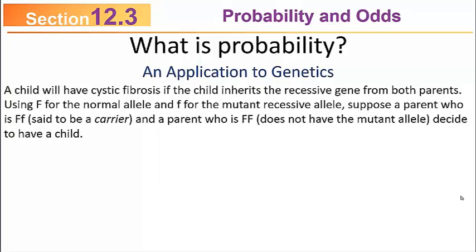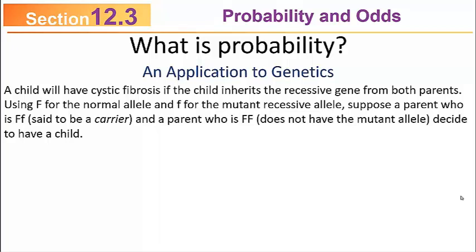How about this? A child will have cystic fibrosis if the child inherits a recessive gene from both parents. If we use capital F for the normal allele, which is dominant, and little f for the recessive allele, suppose a parent who is capital F, little f, and again, that mixture of a capital with a little letter, that person is said to be a carrier. And a parent who is capital F, capital F, there is no recessive allele there at all.